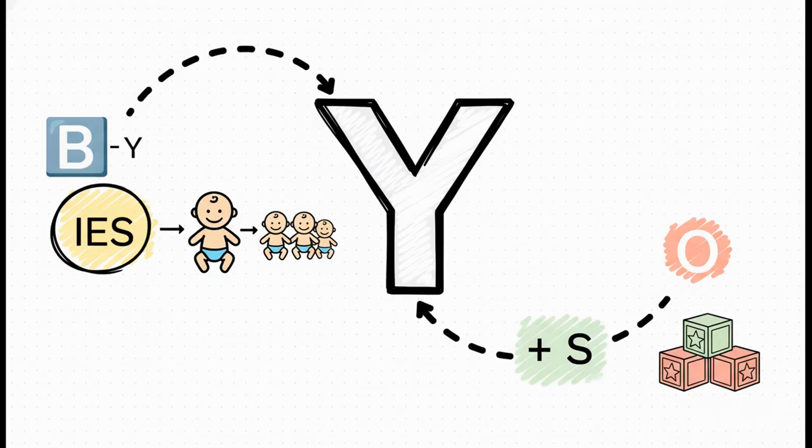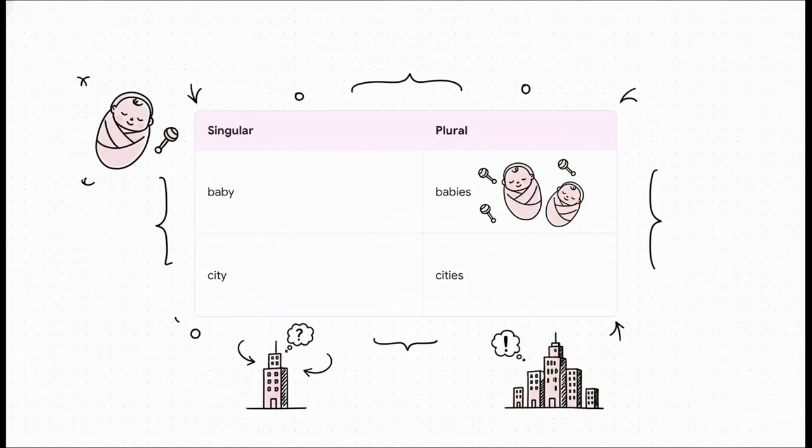The rule here is all about the letter that comes right before the Y. If it's a consonant, like B, C, D, T, you do one thing. But if it's a vowel, A, E, I, O, U, you do something completely different. That one little letter changes everything. So first up, if there's a consonant right before that Y, like the B in baby or the T in city, you're going to drop that Y completely and add IES. So one baby becomes two babies. One city becomes a bunch of cities.